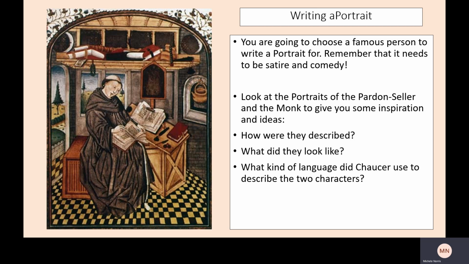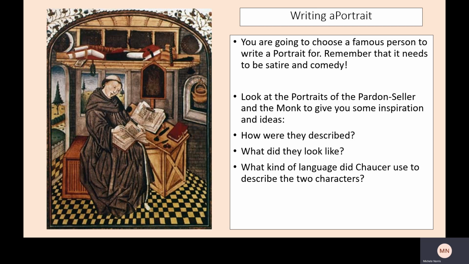So for example, let's look at Donald Trump. Think about Donald Trump again. The bit that you would exaggerate would be his hair. Okay, so you're going to think about your character and what you can exaggerate about them, and these satirical bits where you can send them up, make them look a bit silly sometimes. So look at the portraits of the pardon seller and the monk to give you some inspiration and ideas.